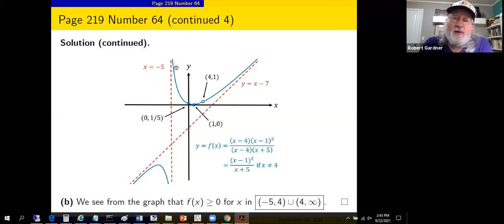Not over here. It's above the x-axis and greater than or equal to 0. For this part of the graph, it touches the axis here. That's included because it says "or equals to." Got a hole punched in it there. We can't ever include 4. And it's above the x-axis over here.